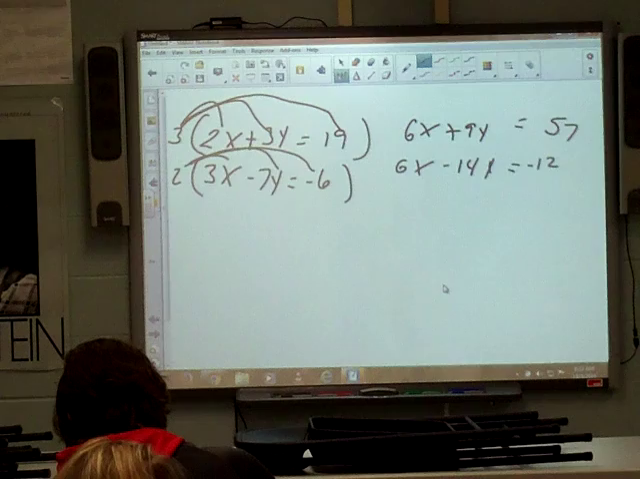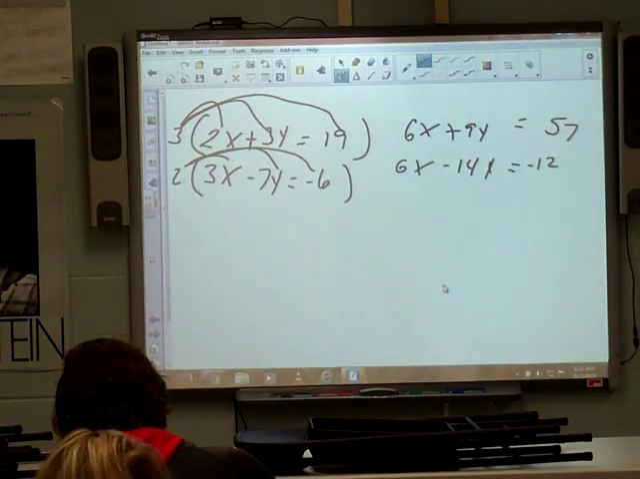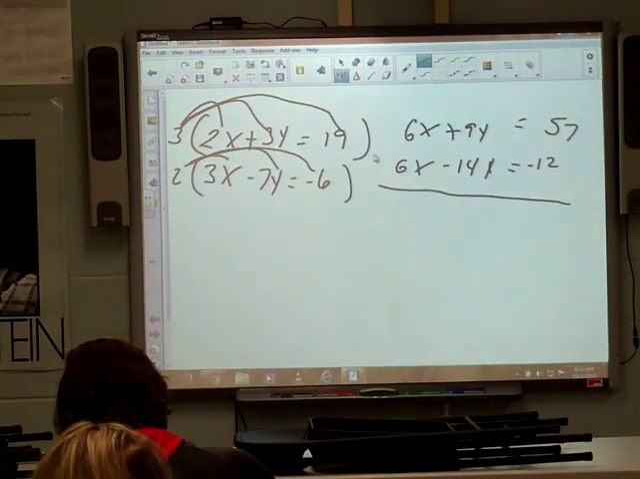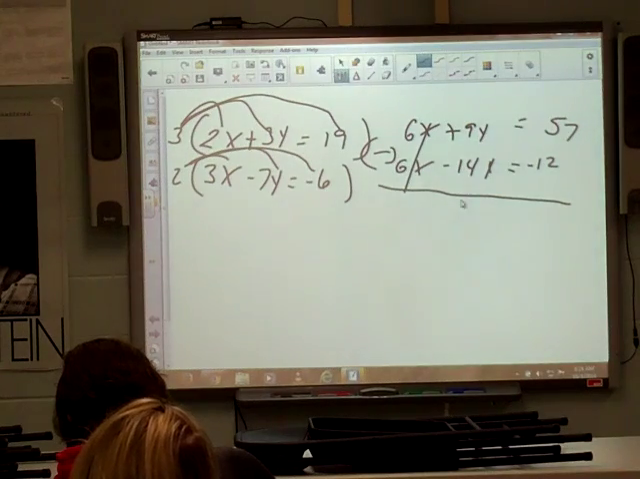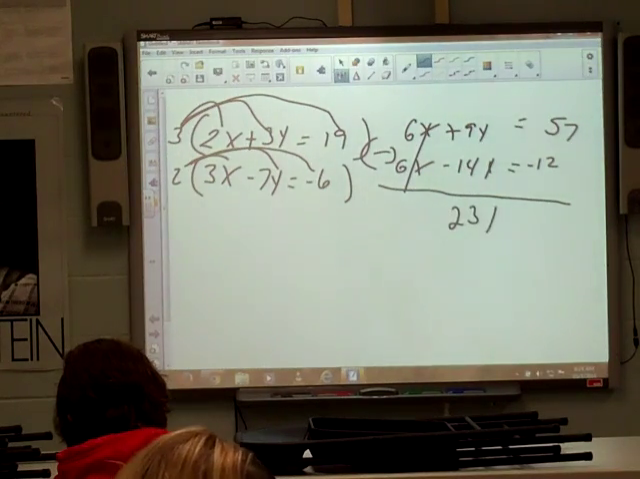Alright, so now we've got 6's. Am I going to eliminate those 6x's with addition or subtraction? Subtraction, very good, because they're both the same signs. So to make that be a 0, I have to subtract. Now, don't forget that means you have to subtract on every step. Some people mess their signs up on that. 6x minus 6x is nothing. He's gone. 9y minus negative 14y. What's 9 minus negative 14? 23y.